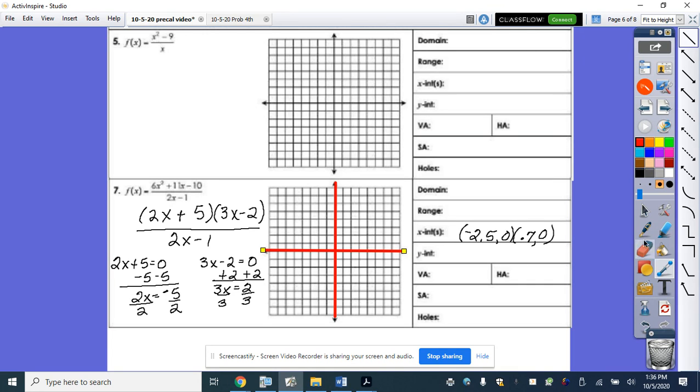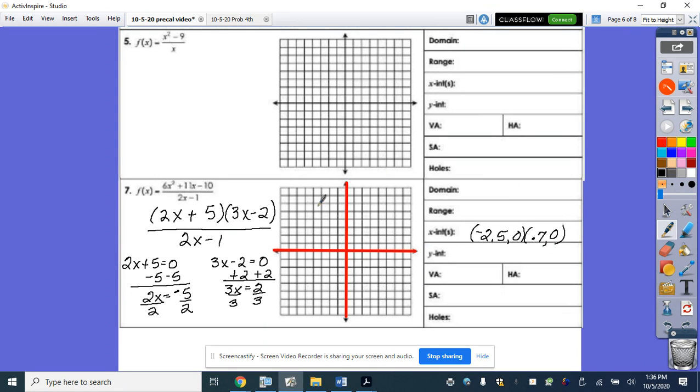There we go. Okay. All right, so I need to put a dot at -2.5. And I need a dot at positive 0.7. Okay. All right. So now I need to do my y-intercept.